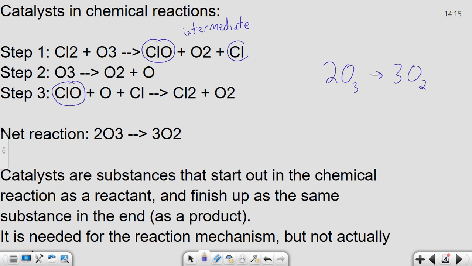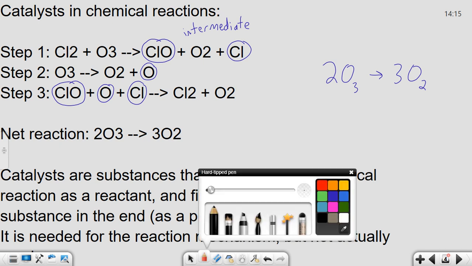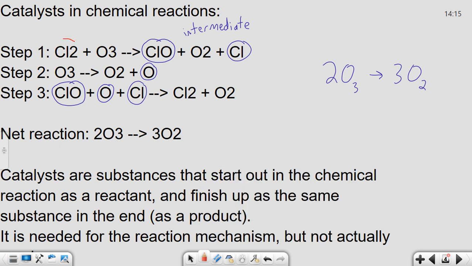You could also say that atomic chlorine and atomic oxygen would all be intermediates. Those things are all formed in one step and destroyed in a later step. They never show up in the actual equation. What about chlorine, though? Chlorine gas we start with as a reactant. And if you look at the end of the equation, it's still there. We started with chlorine, and at the end, we still had chlorine. So they cancel out of your net reaction. You don't actually see them.